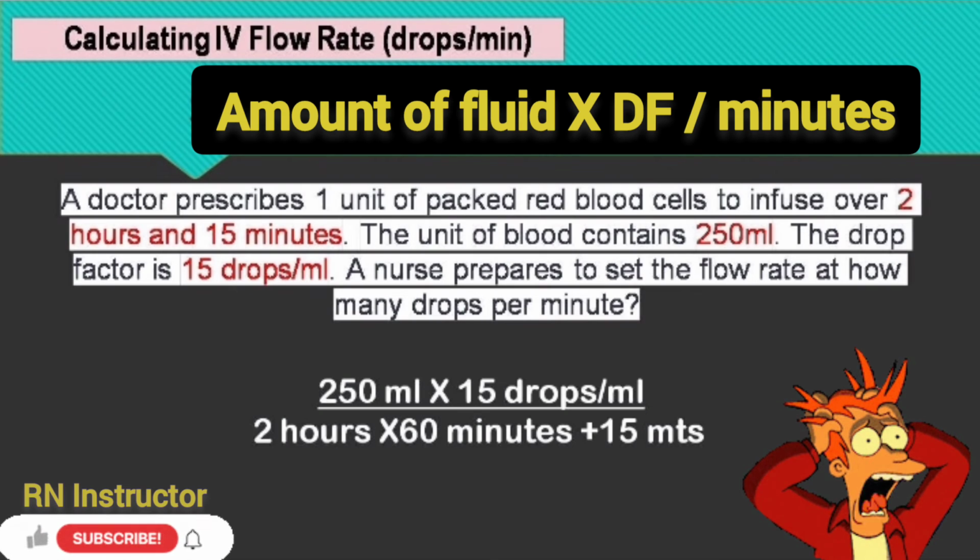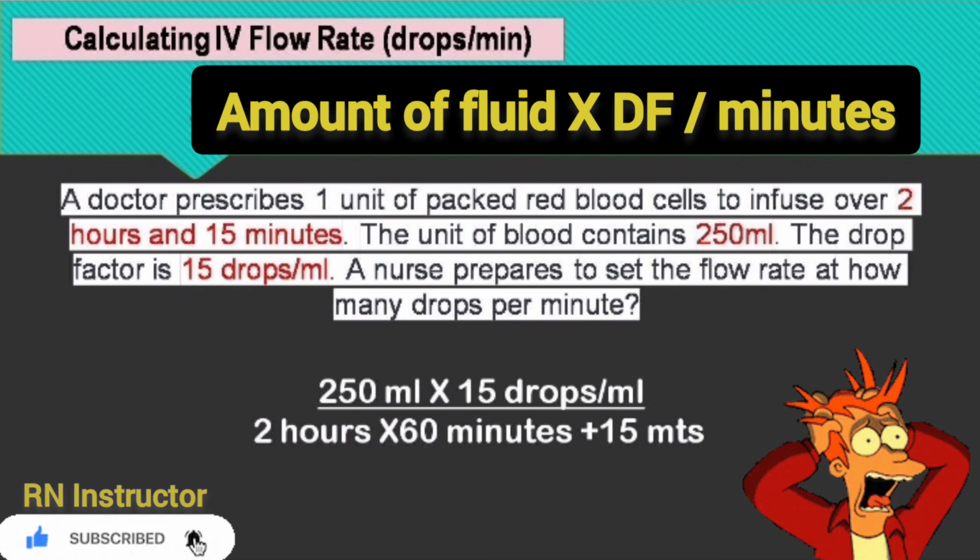So here you are going to apply amount of fluid multiplied by the drop factor, that whole to be divided by minutes. Okay, so here I have just highlighted in red what you need to take from your question. That is the amount prescribed, 250 ml of PRBC, 1 unit PRBC, to be multiplied with the drop factor. DF is the drop factor, also known as GTT. GTT means 1 ml is equal to 15 drops here. Okay, that is to be whole divided by 2 hours.